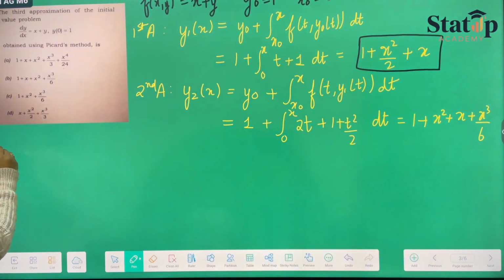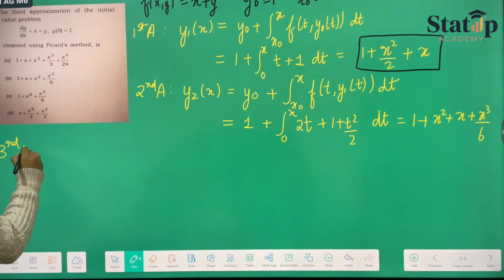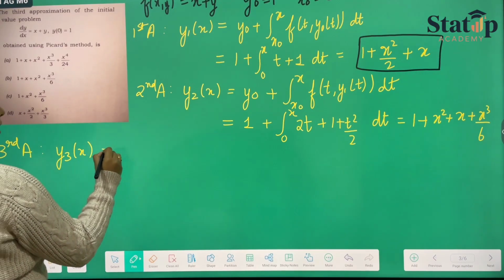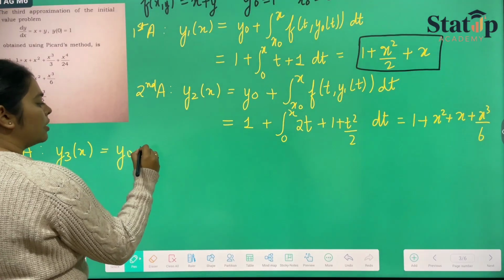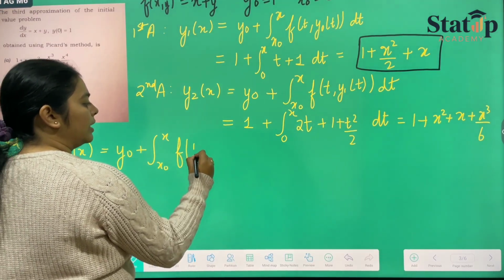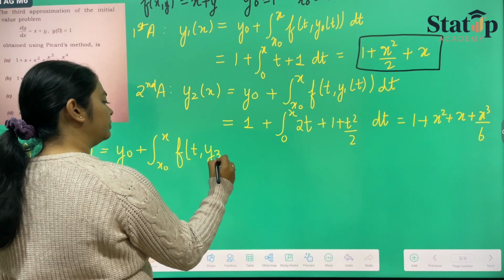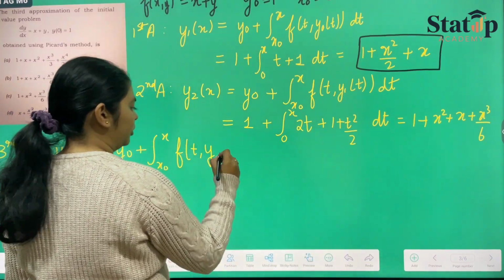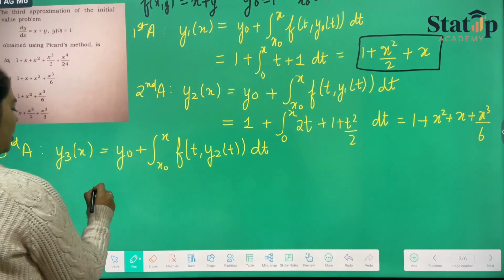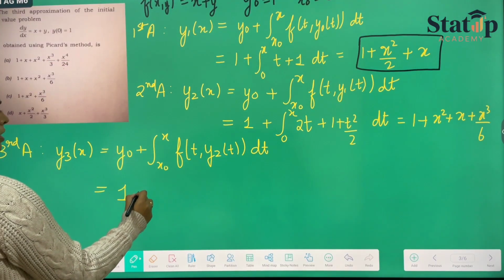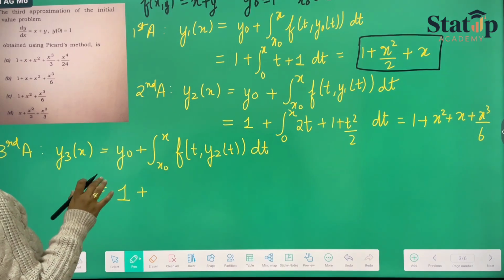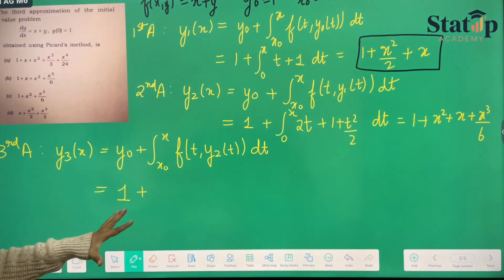And the last approximation, which is the third approximation, is y3(x) should be equal to y naught plus the integration from x naught to x of f(t, y3) 2t dt. Now y naught is again 1, plus x naught and x. If we take it here also, we can solve the question.